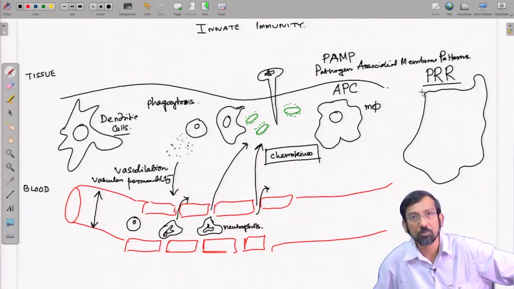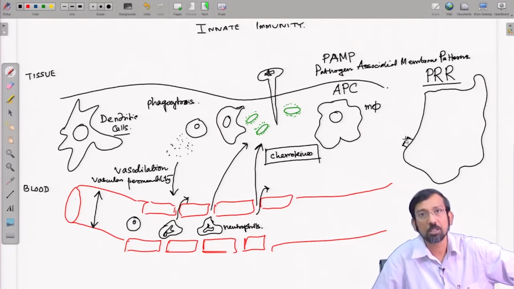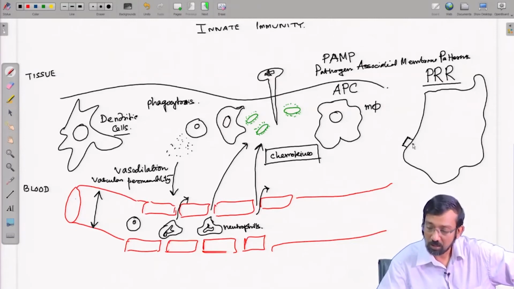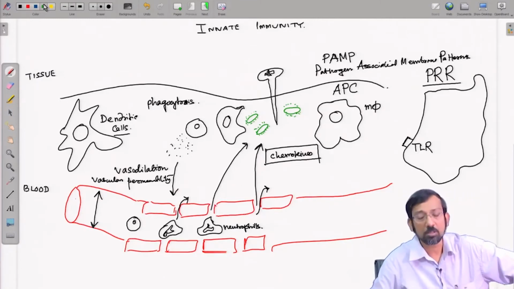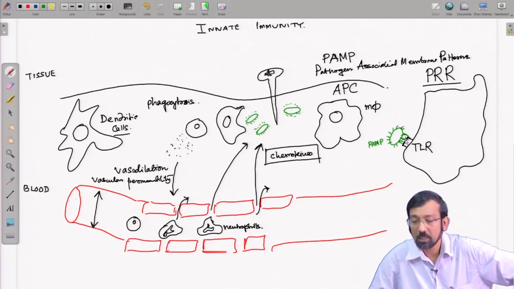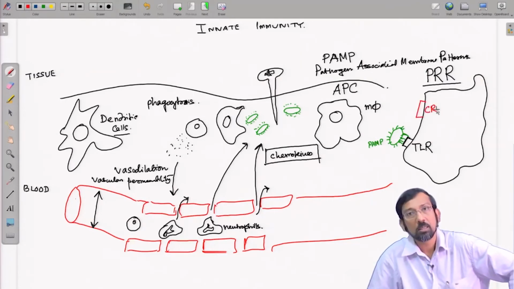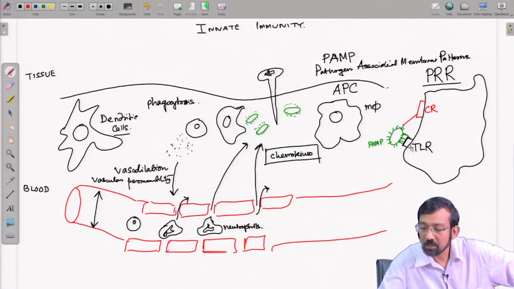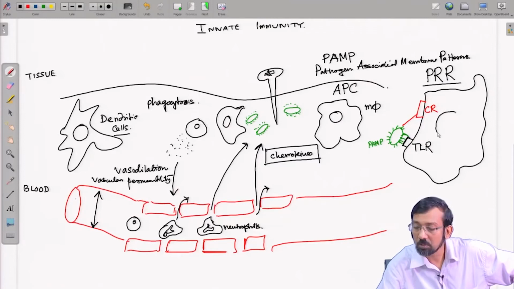Let us say this is a tissue macrophage, and this tissue macrophage expresses on its surface a specific receptor, a PRR kind of receptor, like the toll-like receptor, the TLR. This toll-like receptor is one of those important receptors which can recognize the PAMPs that are present on the surface of the bacteria. So, here you have the PAMPs which are recognized by the toll-like receptors. And then there are also the complement receptors, the CRs. By virtue of these complement receptors and the toll-like receptors, these macrophages can recognize the foreign bacteria.